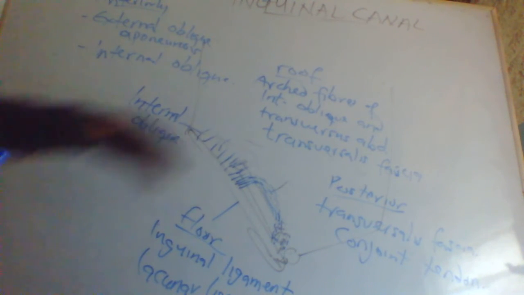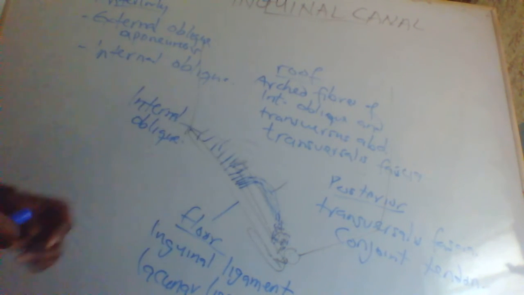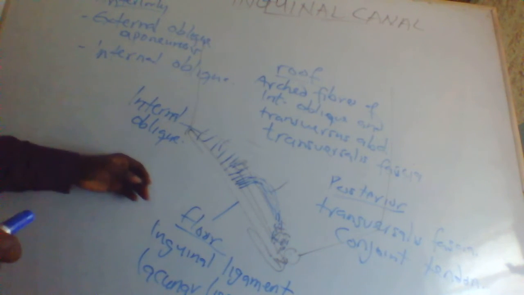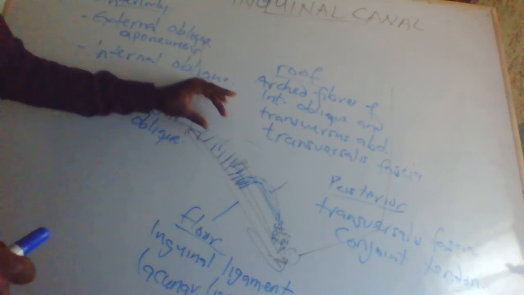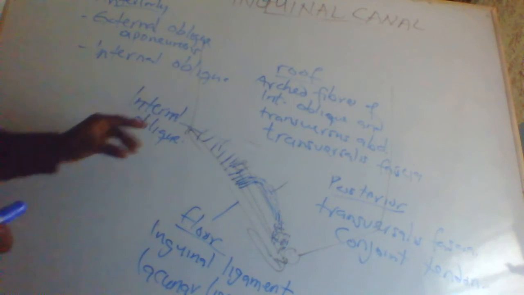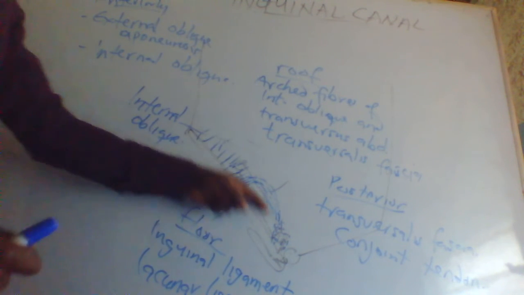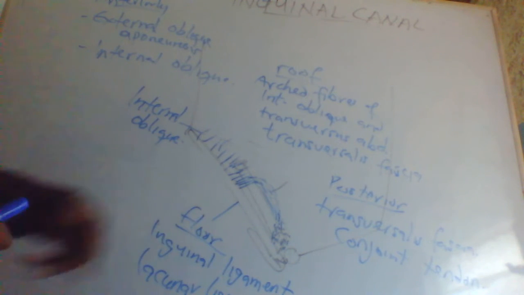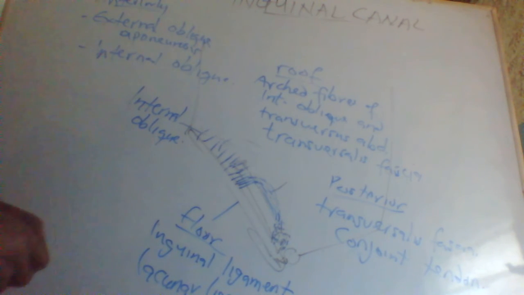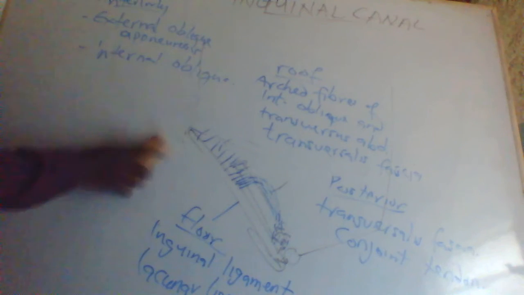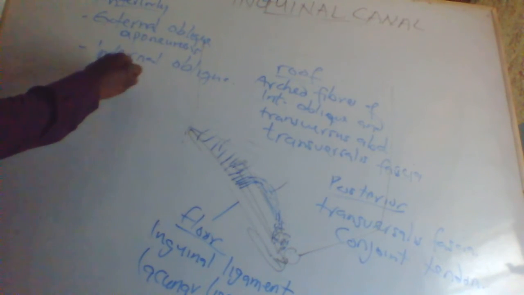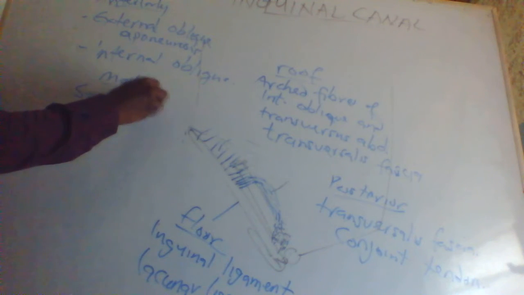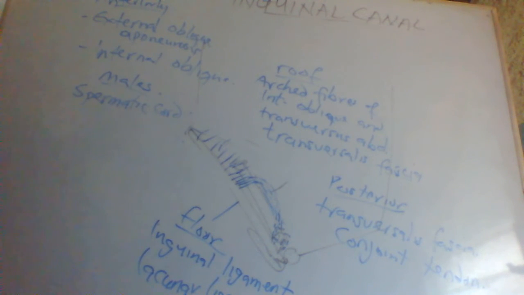Now, which structures pass through the inguinal canal? In males we have the spermatic cord passing through the inguinal canal. In females we have the round ligament passing through the inguinal canal. So in males we have the spermatic cord passing through the inguinal canal.